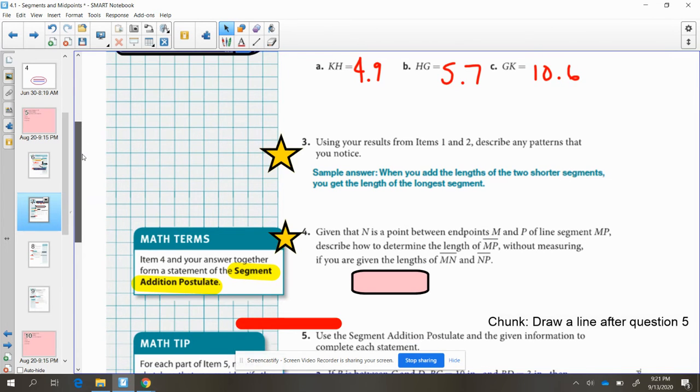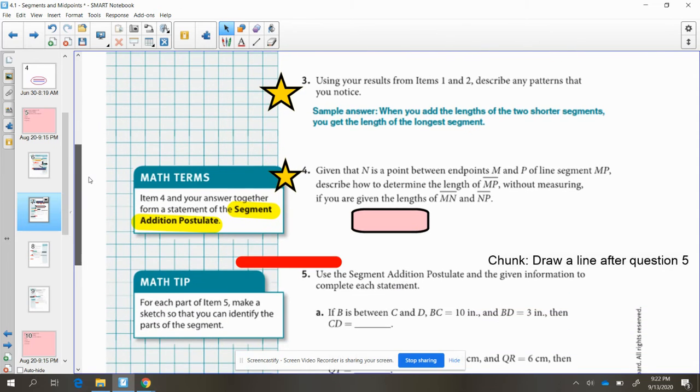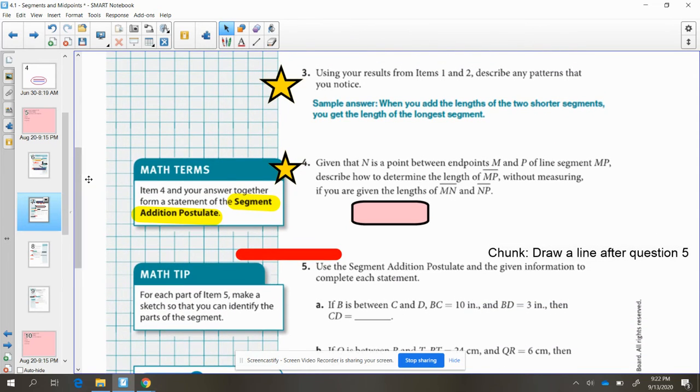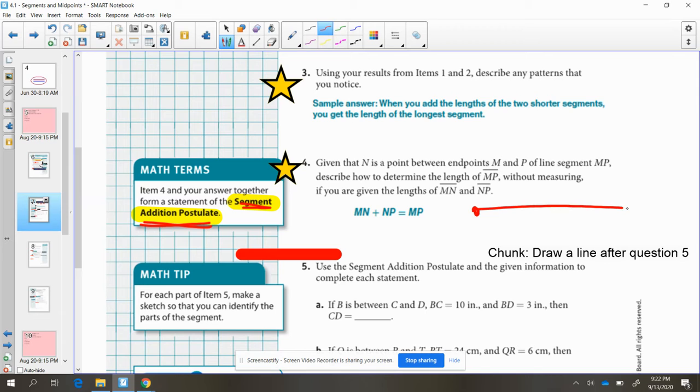What that leads us to is our first postulate, the segment addition postulate. What the segment addition postulate tells us is what I like to call small guy plus small guy equals big guy. If we have a segment named MP, and N is a point in between M and P, then the length of MN plus the length of NP has to equal the length of MP.